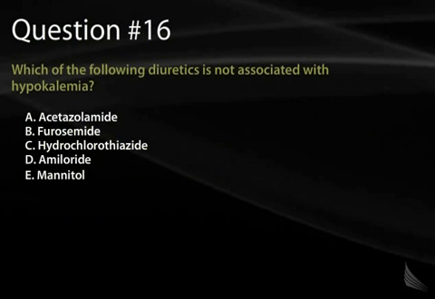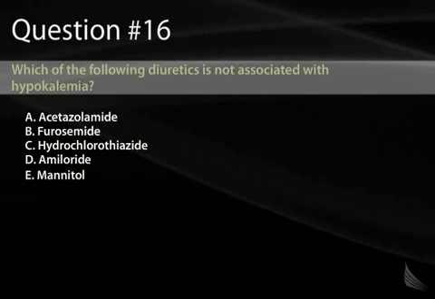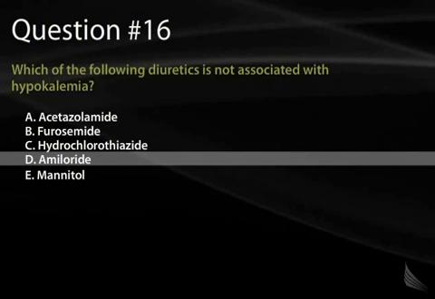Let's go through a few questions. Which of the following diuretics is not associated with hypokalemia? A. Acetazolamide, B. Furosemide, C. Hydrochlorothiazide, D. Amiloride, or E. Mannitol. The answer, of course, is D. Amiloride.